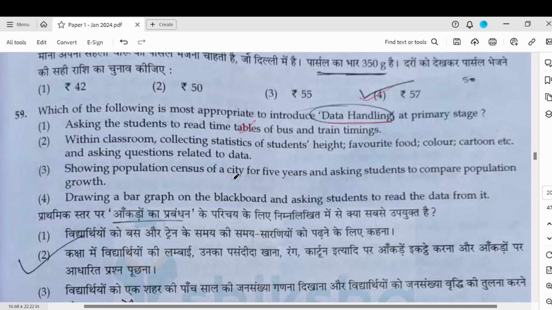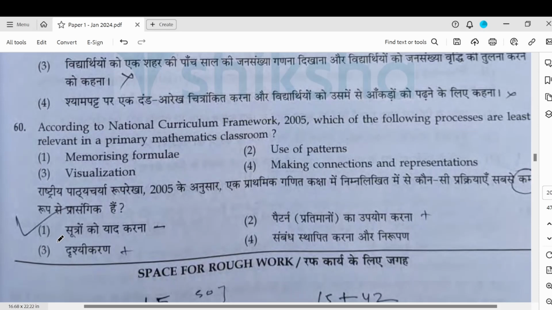Which of the following is the most appropriate to introduce data handling? Timetables, not really. Population census and draw. So within the class, if you make them collect statistics and all that, and then ask them questions related to data, that would be the best. According to the National Curriculum Framework, which of the following processes are least relevant? So memorizing. So wherever you have memorizing, it will be least relevant.